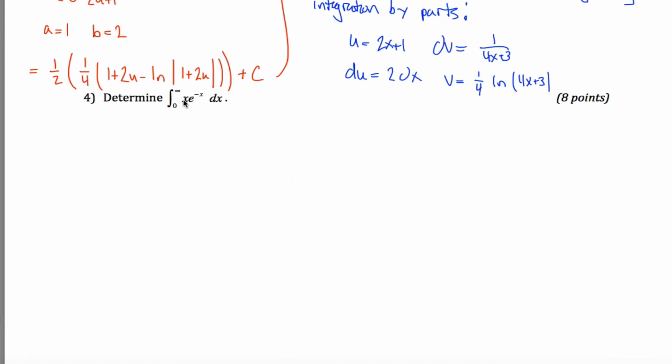Okay, number 4. The trick for number 4 is to recognize that you have an improper integral here, the integral from 0 to infinity. You can't plug in infinities. Really what you're going to have to do is rewrite this as a limit.